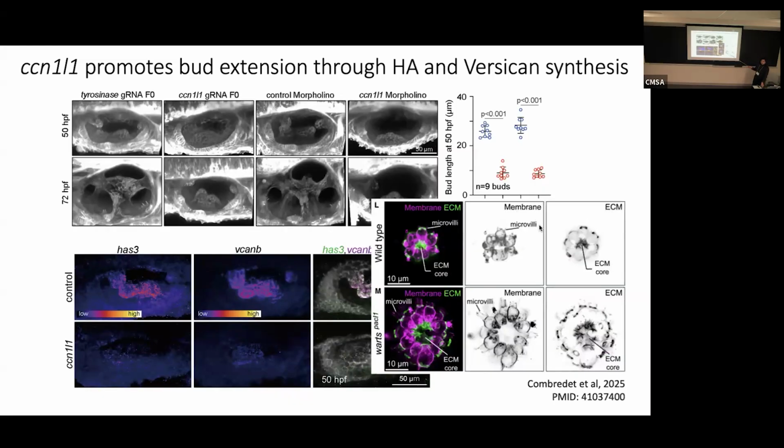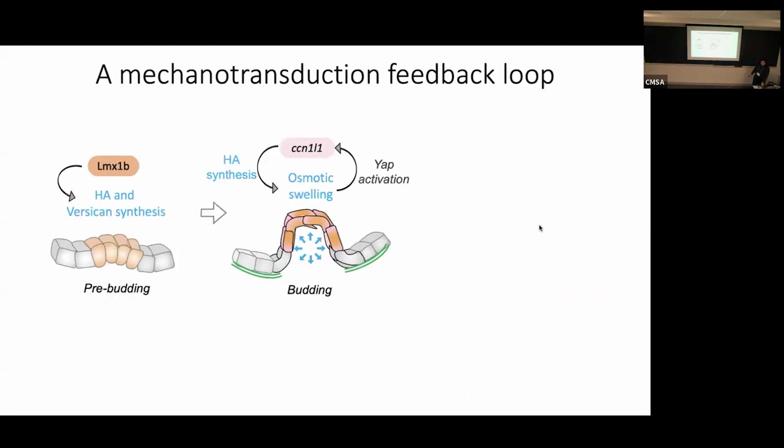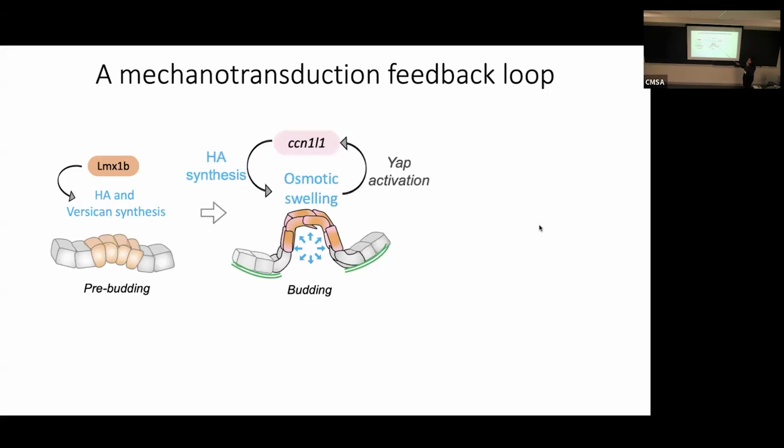And this function of YAP promoting ECM is actually a more ancient function of YAP. There is this beautiful paper from Thibaut Brunet's lab on choanoflagellates, where they show that the rosettes of these choanoflagellates are much bigger when they hyperactivate YAP, and this is through increased ECM synthesis. So what we think we found is this positive feedback loop, where after this initial synthesis of hyaluronic acid from this transcription factor, there is activation of YAP, which results in CCN1L1 activation that then results in more hyaluronic acid synthesis.